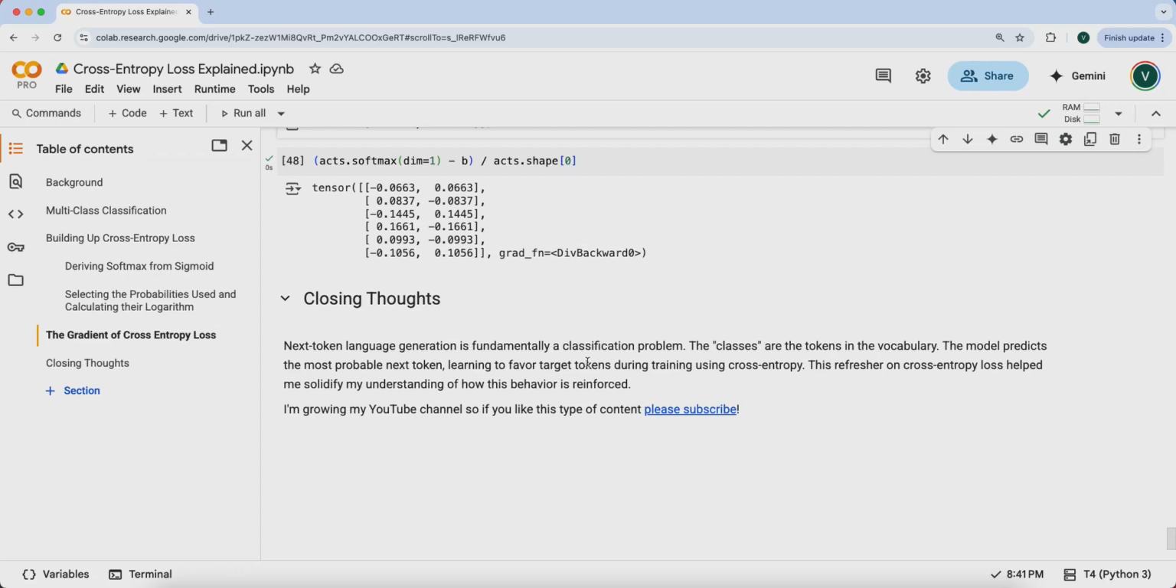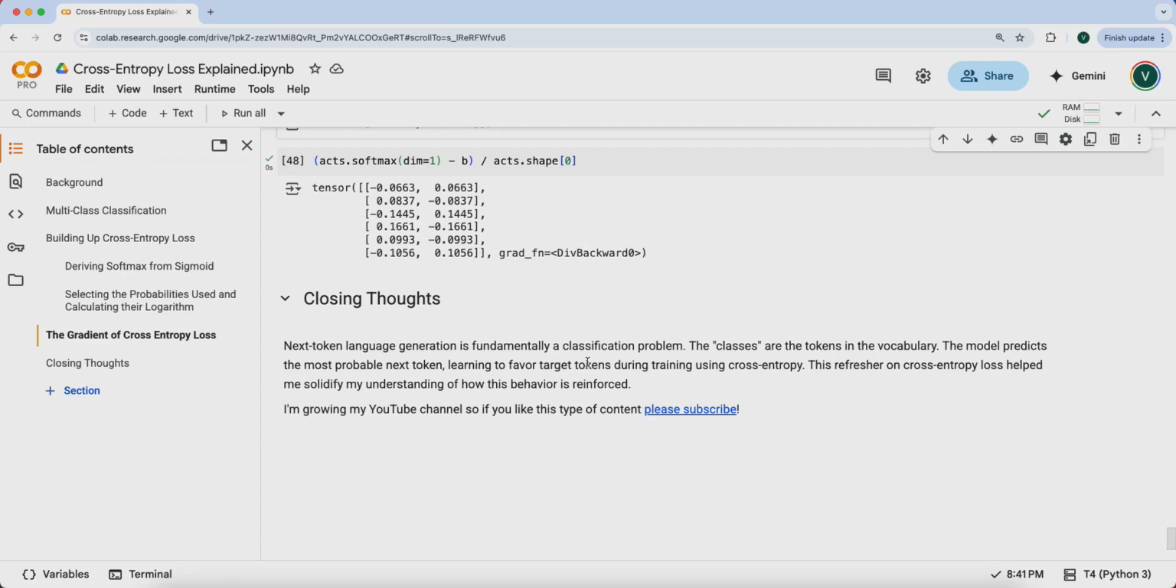Activations change. That means the probabilities change. I index into the probabilities with the targets, pass it through the logarithm, take the negative value, take the average. That's my loss. So this was a very helpful explainer and refresher. Now I feel a lot more confident moving forward with my experiments with language modeling.